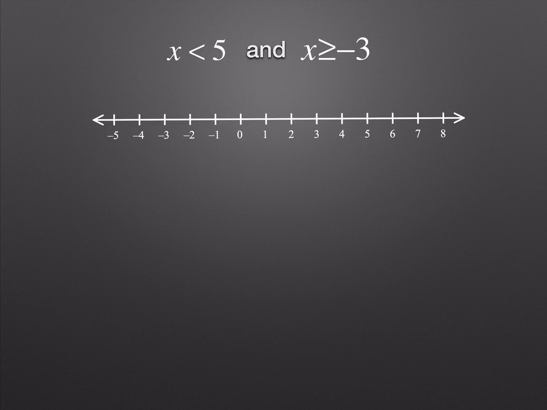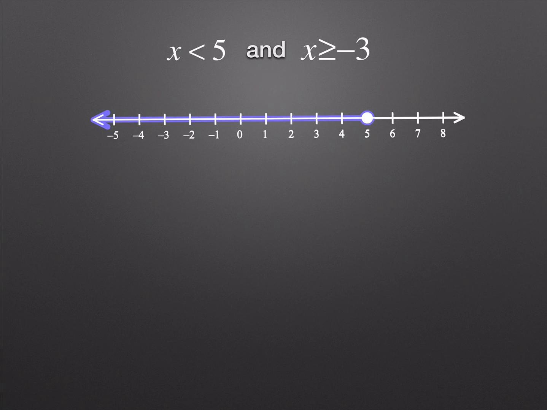So what does it look like when we're looking at a mathematical inequality? Here's the compound inequality: x is less than 5 and x is greater than or equal to -3. When we look at compound inequalities, it's easiest to look at the graph on a number line. I'm going to graph both of the conditions on the same number line. So I'm going to start with x less than 5.